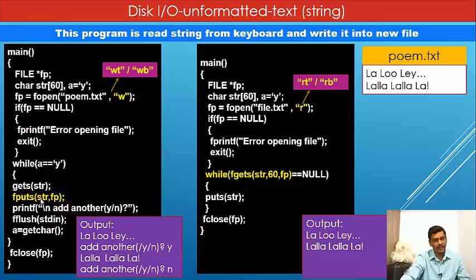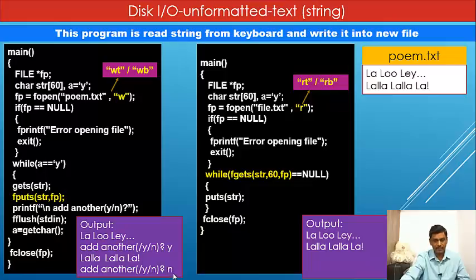Then it writes the new string into fp. The first time, that file stored la lu le. Now la la la la is also stored into the poem.txt. Then again it displays the information, that is, add another y slash n.